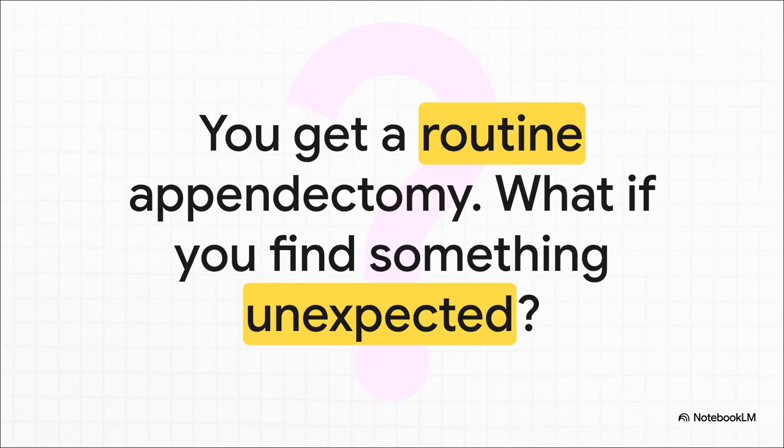Okay, so picture this. A routine appendectomy for acute appendicitis lands on your bench. You start slicing into it, and there, right at the tip, you find a small, firm, kind of rubbery yellow nodule. And just like that, your day got a lot more interesting. This is the classic way we find an appendiceal neuroendocrine tumor, an incidental finding that changes everything.